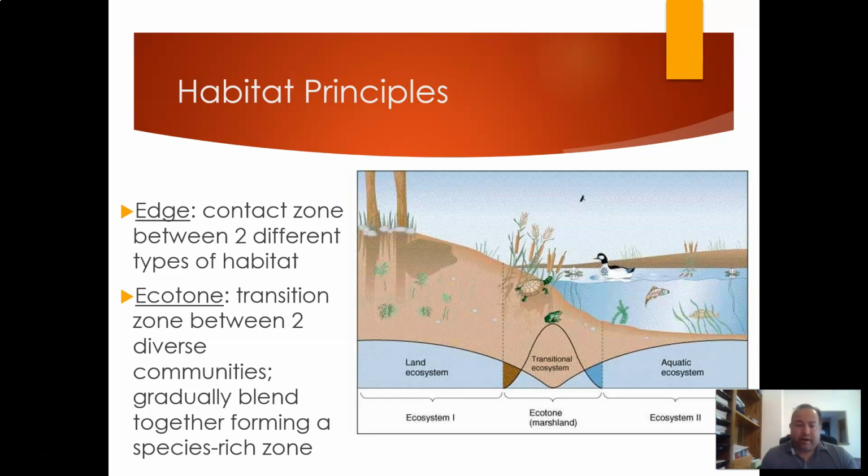Because you're in this transitional zone, you get both the good things that come with the land and the good things that come with the aquatic system. So it's a very useful place for a lot of species, and a lot of that just comes down to our basic ecological principles. So these edge areas are very good in terms of having photosynthetic capability. So you get a lot of producers, and if you get a lot of producers, that's going to bring on a bunch of consumers. So just going down to the basics of ecology tells us why edge and ecotone would be important.